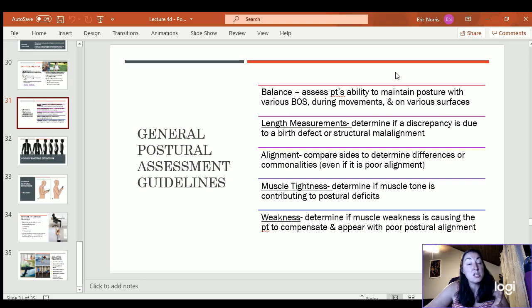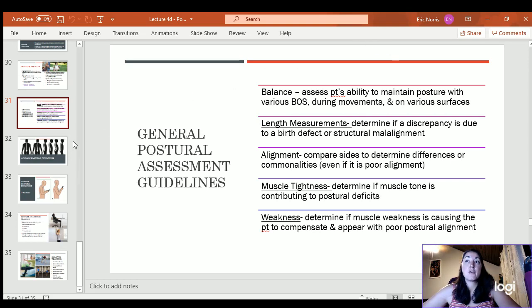And of course, whatever's tight, the antagonist muscle is most likely weak, and so strengthening that antagonist muscle. So if they have extremely tight hamstrings, you want to stretch the hamstrings and strengthen the quads. If they are leaning forward, you might want to stretch the abdominal muscles and strengthen the back extensors. And then weakness, again, for compensation for poor posture alignment.